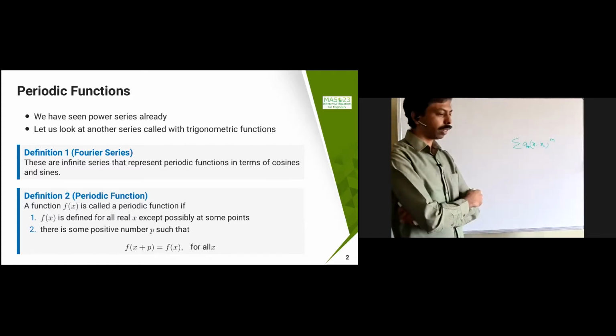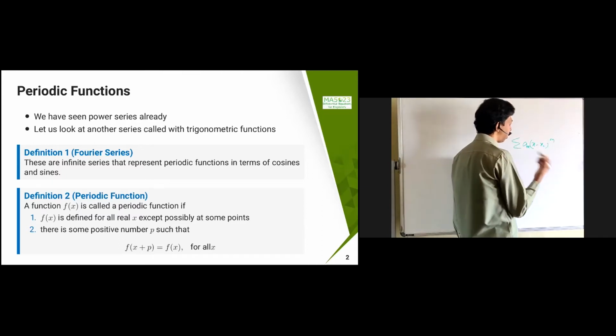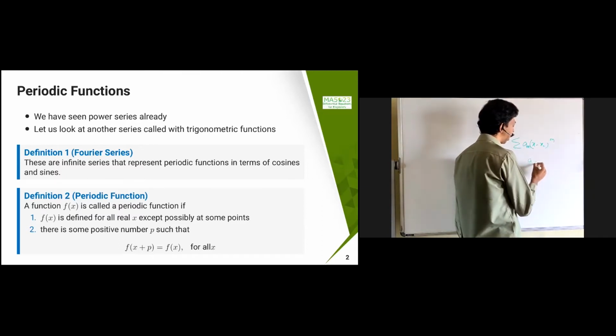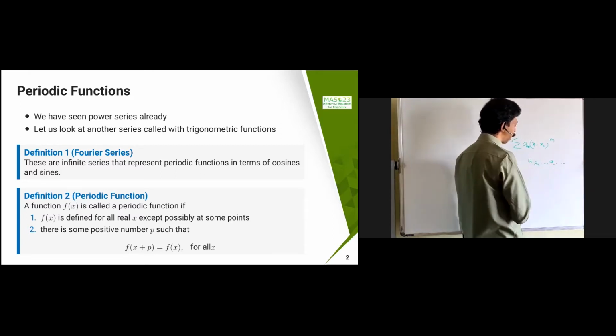So the first term is series, which we already know. Sequence we know. Suppose I have a1, a2, etc., an, etc. These are all real numbers or complex numbers we can take. Then we say this is a sequence, which means we can arrange them in an order.